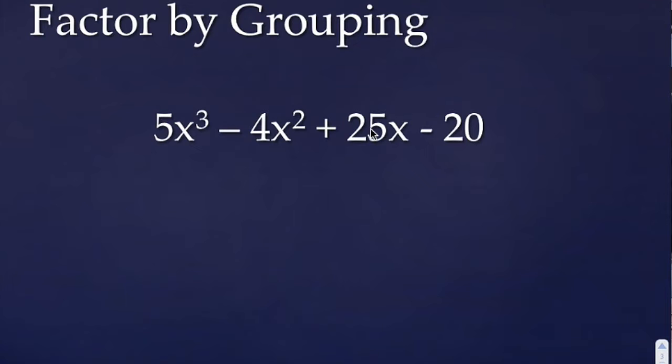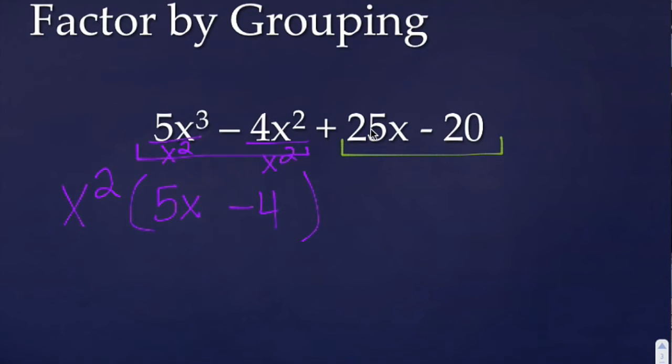separate groups. The first group is 5x cubed minus 4x squared. We are going to find the GCF. Now, the GCF between 5 and negative 4 is 1, and the greatest number of x's I can take out is x squared. So I'm going to take out x squared, and then I'm going to write what I have left in parentheses. Well, 5x cubed divided by x squared is just 5x, and negative 4x squared divided by x squared is negative 4.